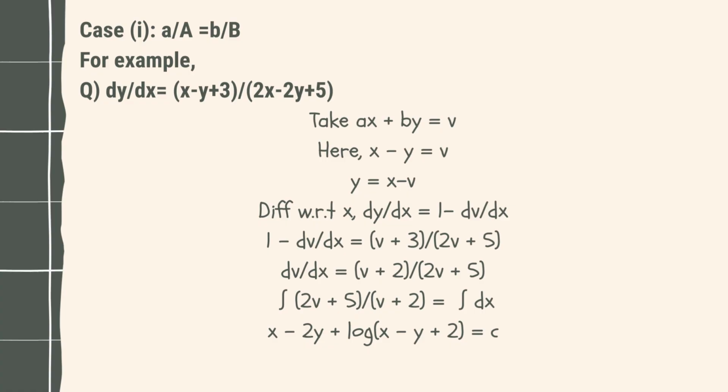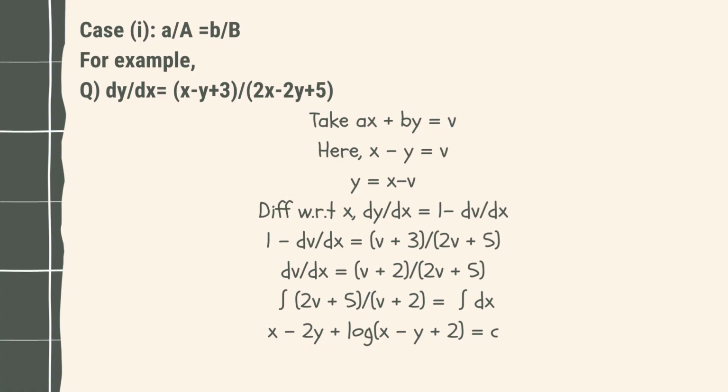In such cases, we use ax plus by equals to b. This is a general form where a is equal to 1 and b is equal to minus 1. Rewriting this, it will become y equals to x minus v. Now when we differentiate this with respect to x, we get dy by dx equals to 1 minus dv by dx. Simplifying this, we get dv by dx equals to (v plus 2) divided by (2v plus 5).